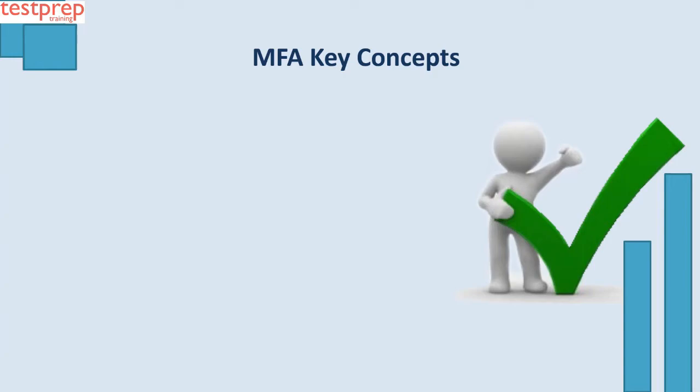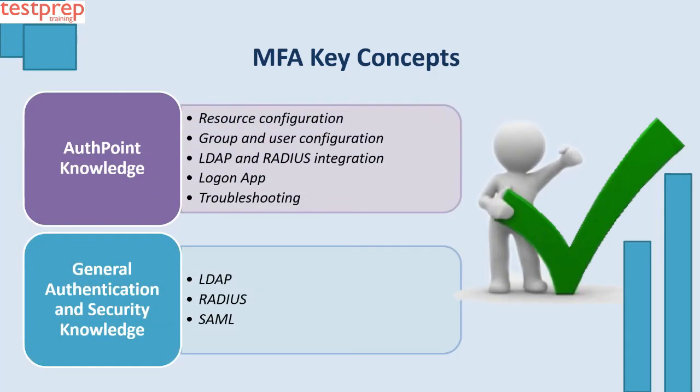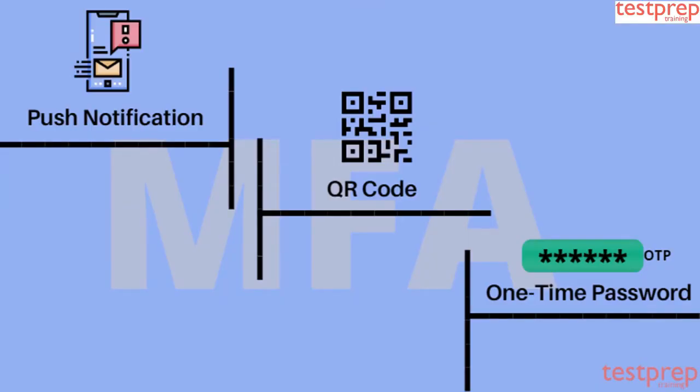Candidates to successfully complete the Multi-Factor Authentication Essentials exam should understand the key concepts that include: 1. AuthPoint knowledge. This includes A. Resource configuration, B. Group and user configuration, C. LDAP and RADIUS integration, D. Logon app, E. Troubleshooting. 2. General authentication and security knowledge. This includes A. LDAP, B. RADIUS, C. SAML.